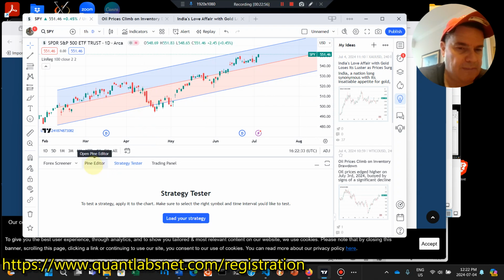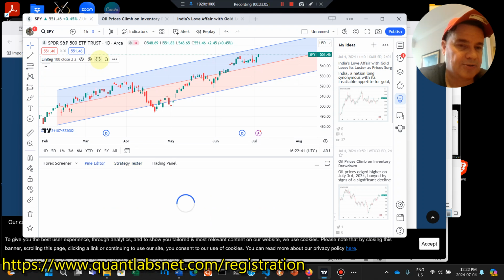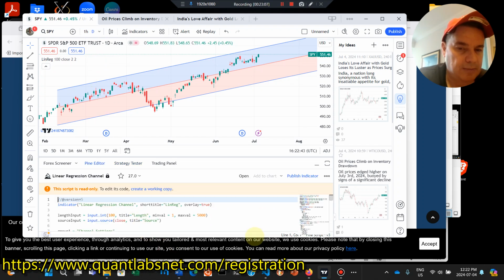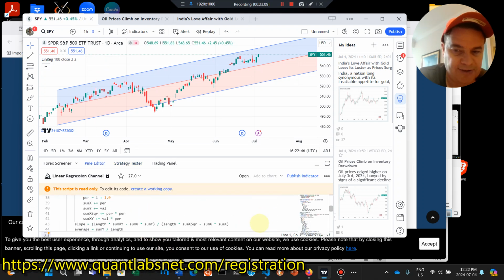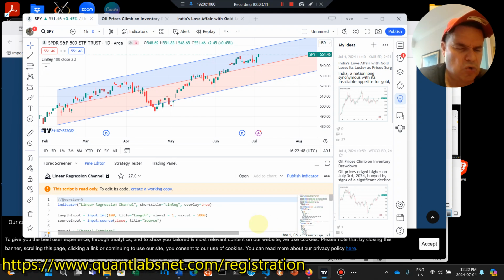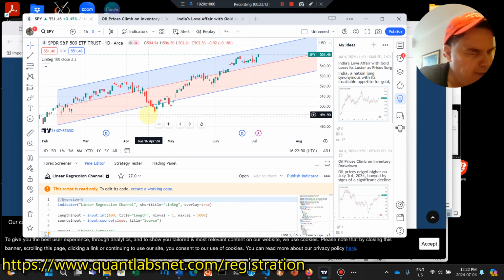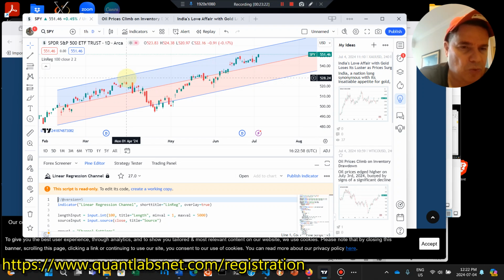And the thing I love about these indicators column, let me just see here. You can get the source code right there. So that's all Pine script right there. So you could build in your automated points of entry and exit. We've got an indicator on how to do that as well on quantlabsnet.com.